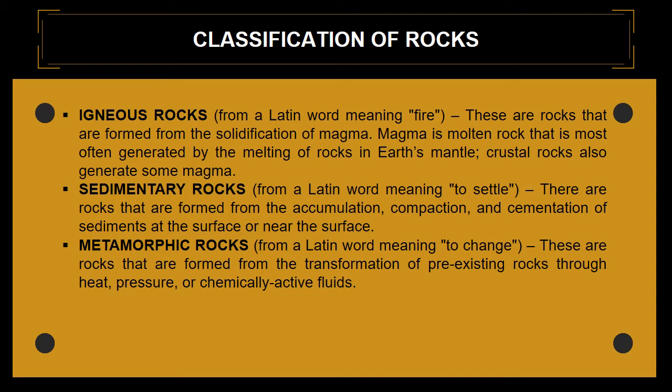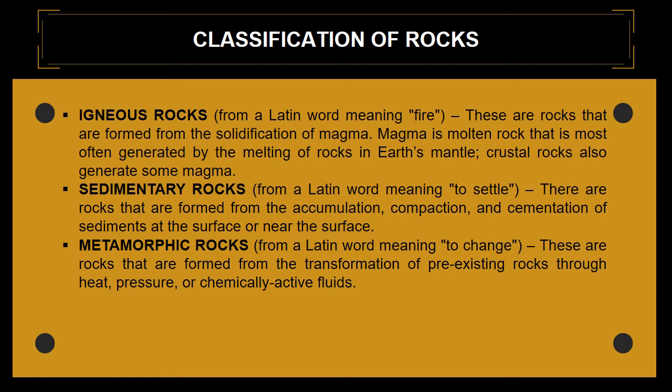So, we have metamorphic rocks, from a Latin word meaning to change. These are rocks that are formed from the transformation of pre-existing rocks through heat, pressure, or chemically active fluids. So, metamorphic rocks, these are rocks that are formed by weathering or anything na magko-cause ng transformation or pagbabago doon sa pre-existing rocks.